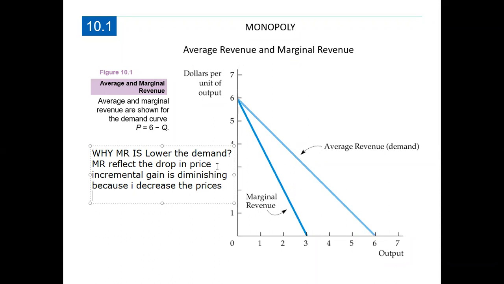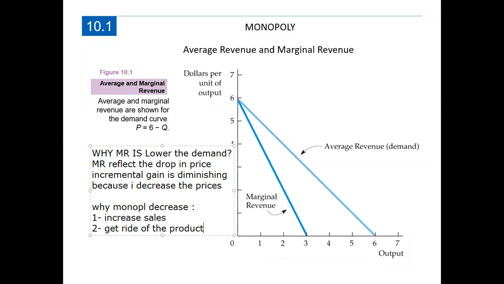Right? Why do I decrease the prices? A very tough question we are always asked. Why does a monopoly decrease the price? For two reasons. Number one, to increase sales. Or the monopolist wants what? To get rid of the product, right? He wants to get rid of it and drop the prices.